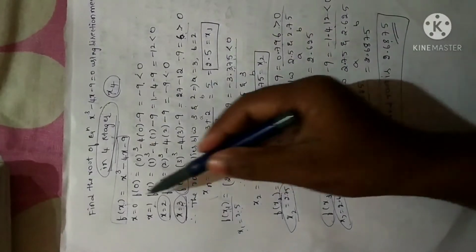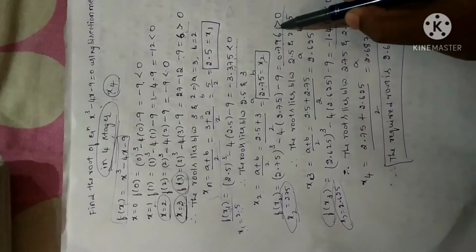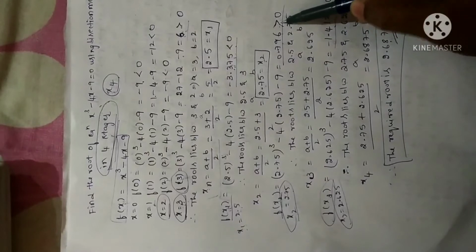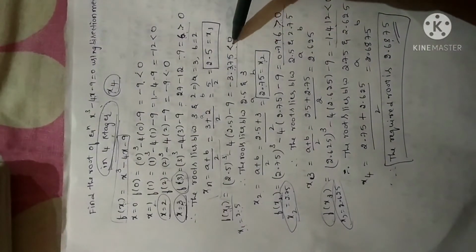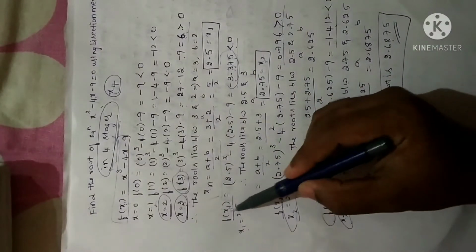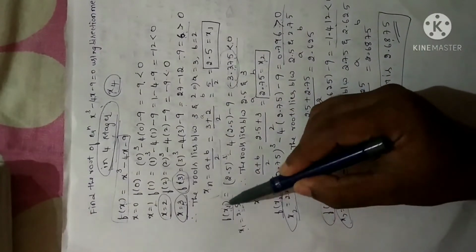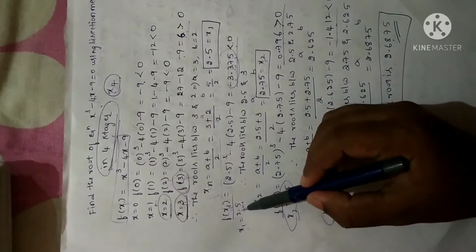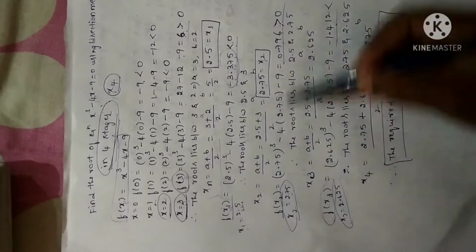Again I have to replace it in the given function. After replacing, again I have obtained a positive value. We have to look for the previous step where it is negative. It is for f of x1. So I am choosing the x1 value. Remember, not f of x1. We have to choose x1 is 2.5 and 2.75.